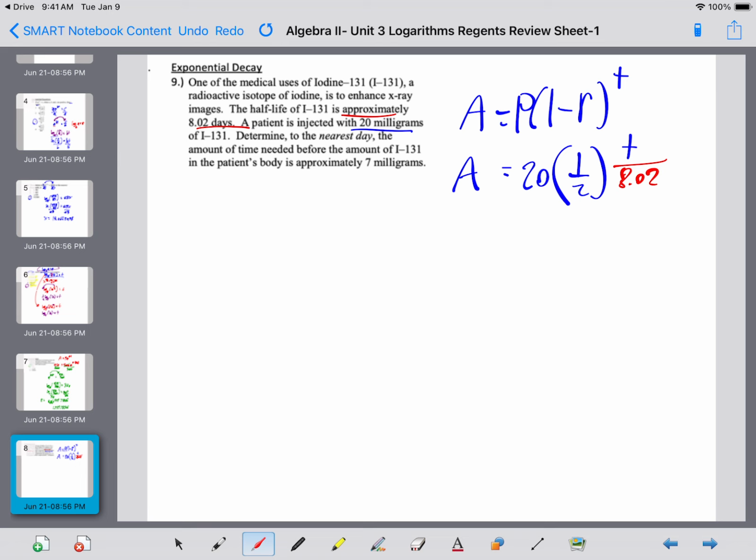Because without what I wrote in red, right? If you plugged in 1 for 1 day, it's not supposed to have half after 1 day. It's supposed to have half after 8.02 days. So when you plug in 8.02, we want that 1 out in the exponent. We want it to equal 1. So 8.02 divided by 8.02 would be 1. Hopefully that makes sense.